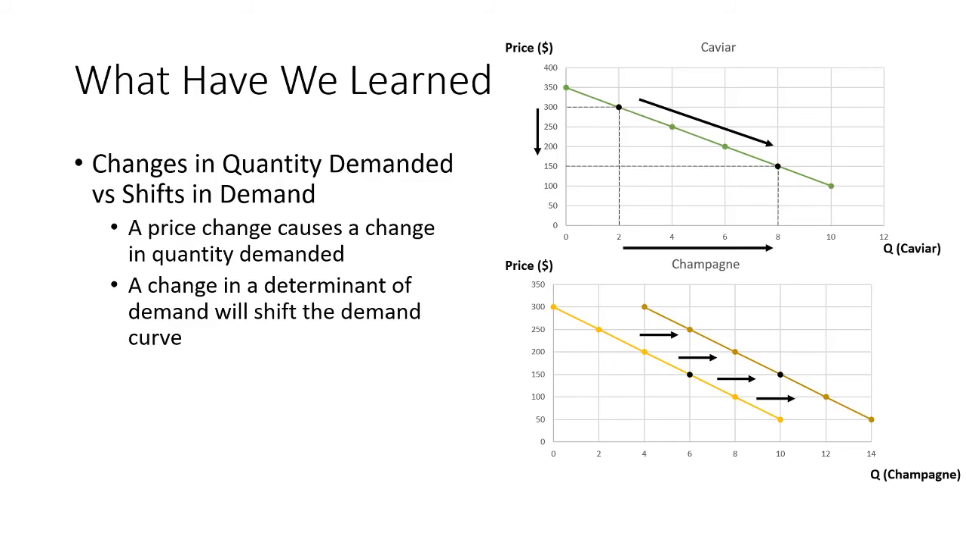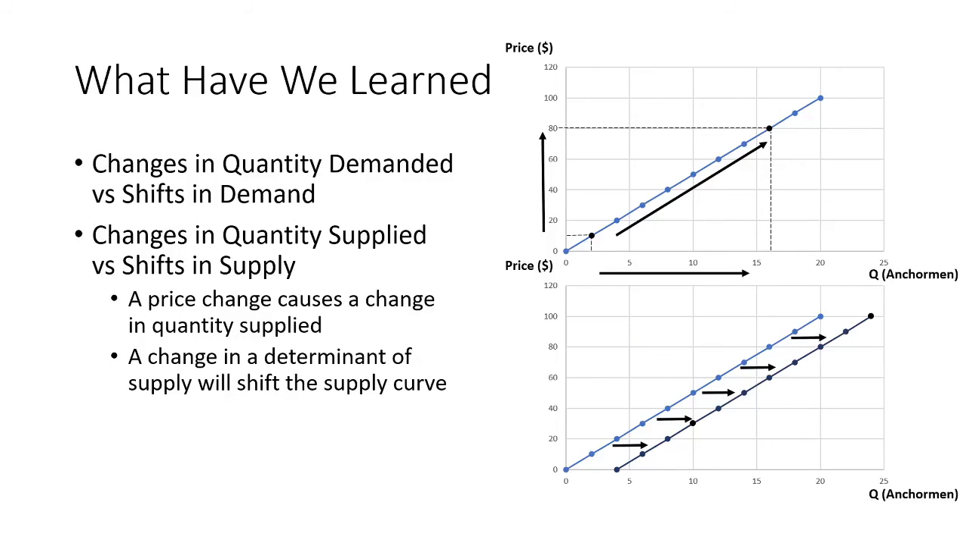We also talked about how changes in quantity demanded are different than shifts in a demand curve. A price change causes a change in the quantity demanded, while a change in the determinant of demand will shift the demand curve. A price change causes a change in the quantity supplied, while a change in a determinant of supply will shift the entire supply curve.